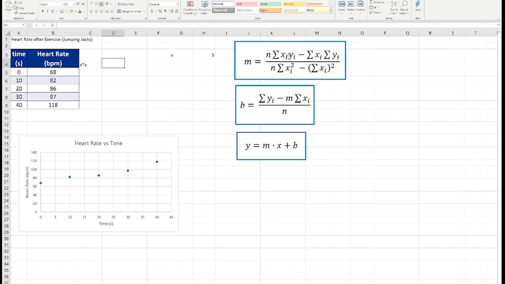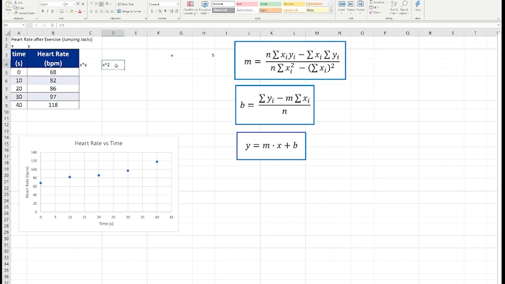I need to multiply x's times y. I have a column for my x values. These are my x values. These are my y values. I like to put labels on here to help me remember what everything is. And then I also need an x's squared. So I'm going to add x's squared here.